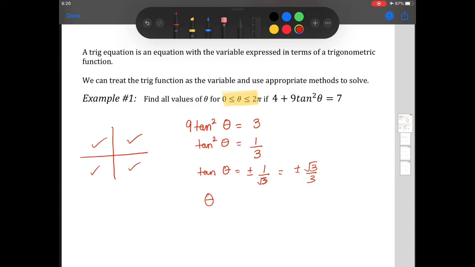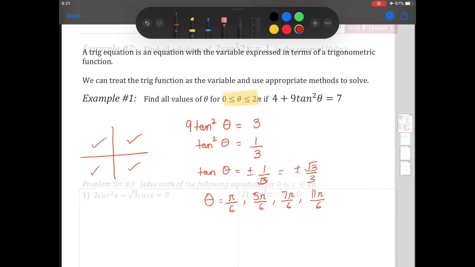So what angle has a value of rad 3 over 3? It is actually in the first quadrant, it is pi over 6. So theta is pi over 6. In the second quadrant, it's 5 pi over 6. Third quadrant, I have 7 pi over 6. And the fourth quadrant, I have 11 pi over 6. So I had 4 values for theta.